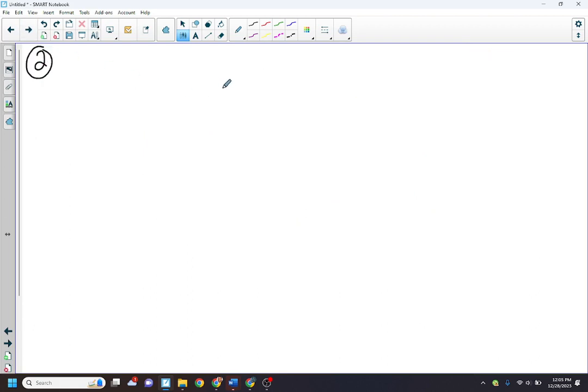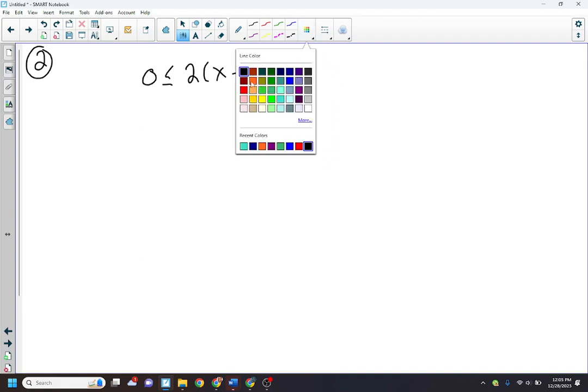The other compound inequality is the and statement. You'll see it on your worksheets like this. Let's do this one: 0 is less than or equal to 2 times x minus 3, which is less than 8. This is an and statement.